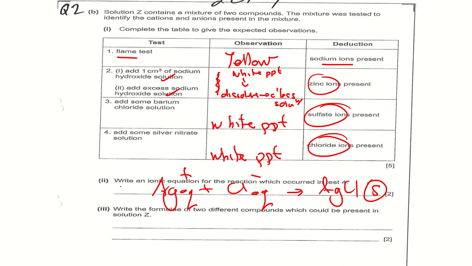Write the formula of the 2 different compounds which could be present in Z. Well, Z, we've said, has got sodium ions in it, and we've also been told, sorry, it's got chloride ions. Okay, and it's also got zinc ions. We have to write the formula, remember, and sulfate ions. You could also, if you wanted, have zinc sulfate. Okay, and you could, sorry, sodium sulfate and zinc chloride. Any of those 2 would be fine.